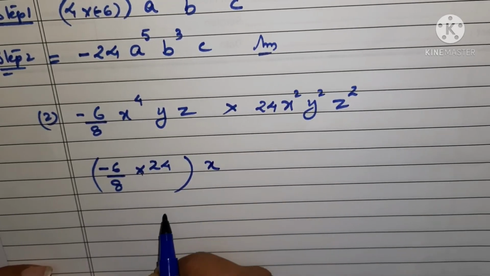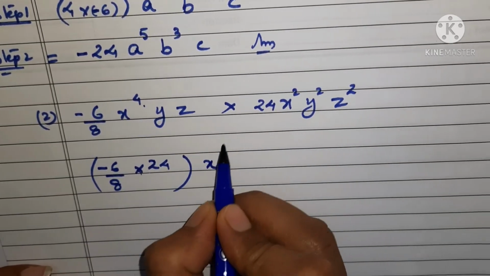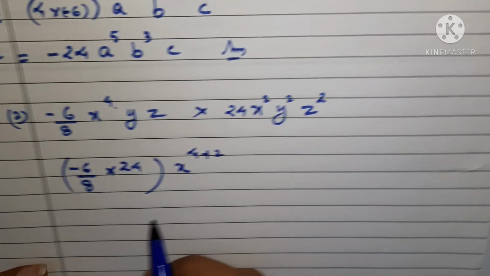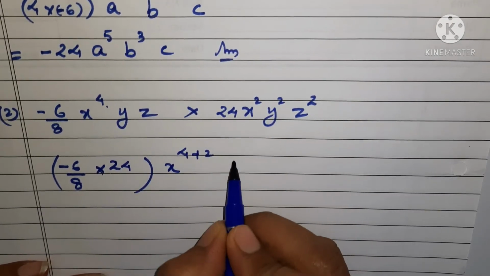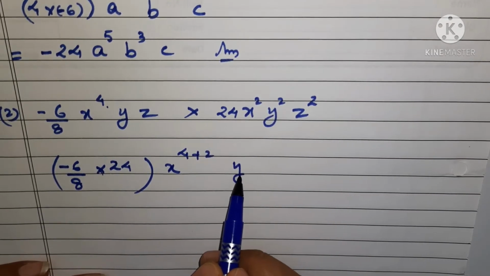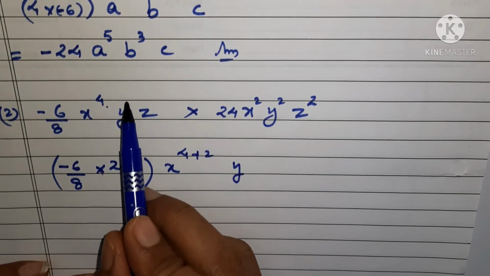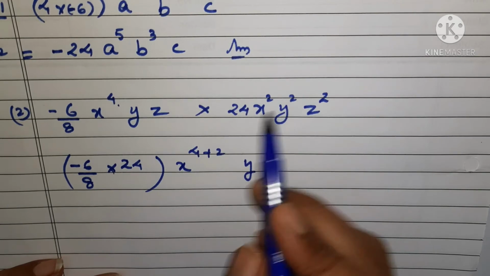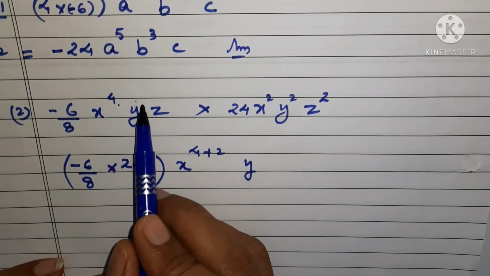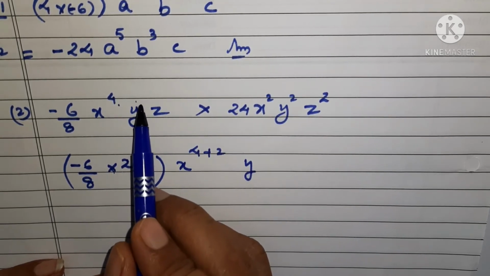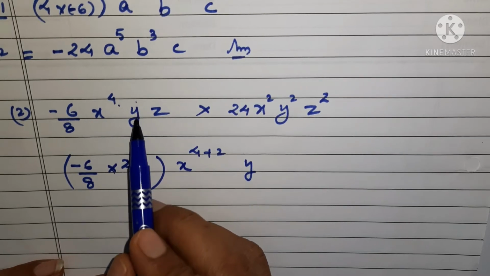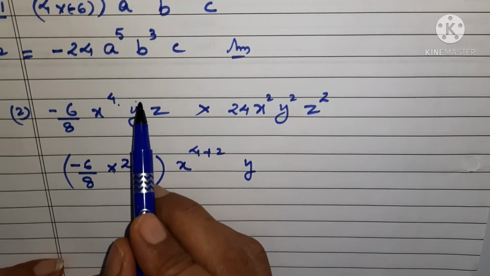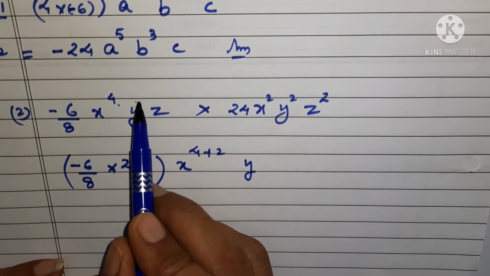Let us write here x to the power 4 plus 2. Again, the next variable is y. So we will keep here y. Then what is the power here? Since no power is here, it means it is 1. And here what is the power? Here it is 2. Here we don't see any power, but we consider it 1. It is already understood that when there is no power, it means it is 1. So what has happened here? 1 and this is 2.